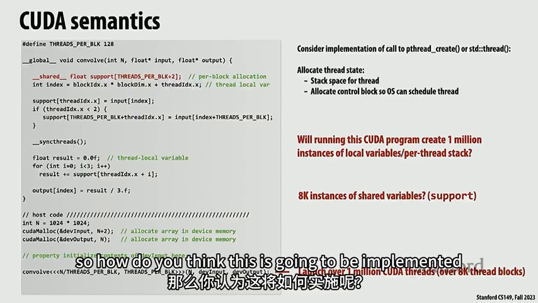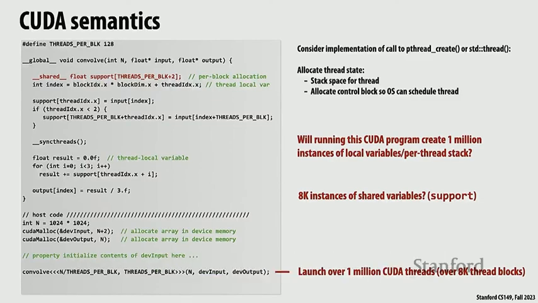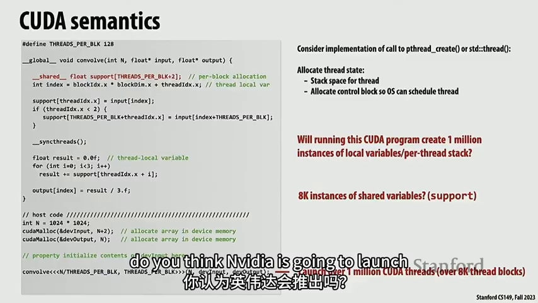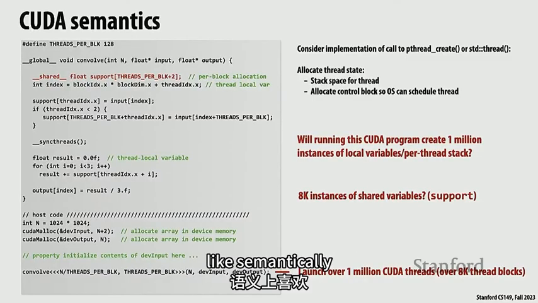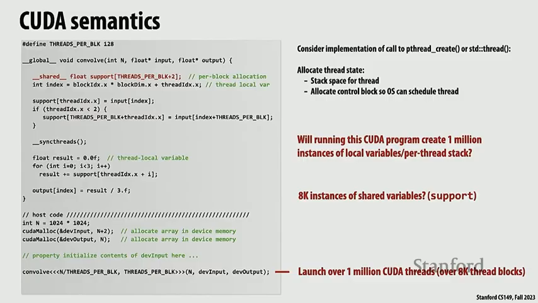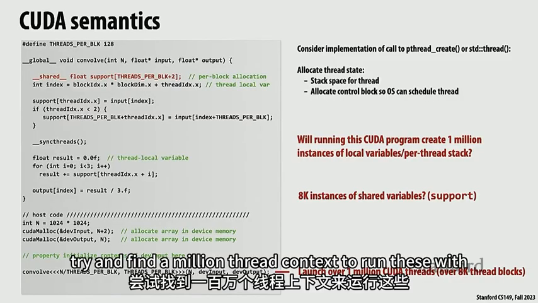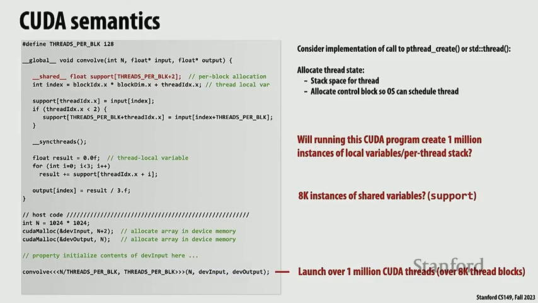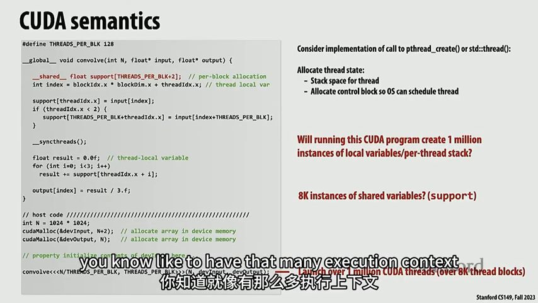So how do you think this is going to be implemented? Do you think NVIDIA is going to launch, like semantically, this says we need to run 1 million CUDA threads. Do you think it's actually going to go try and find 1 million thread contexts to run these with? Why not? It probably doesn't even have the capability to have that many execution contexts.